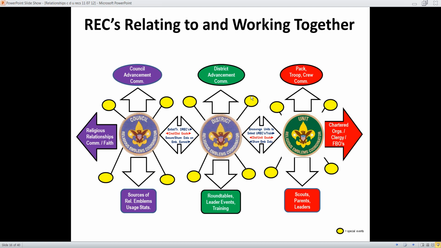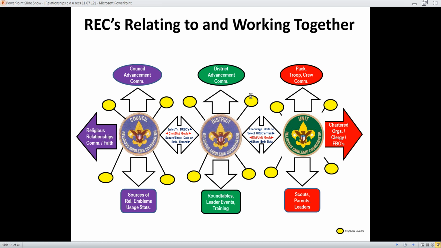Then obviously at the bottom arrow there, the scouts, the parents, and the leaders in formal and informal settings. And finally, to the right, the chartered organization itself, clergy, faith-based organizations. So this chart, I hope it's helpful, not confusing. As I said, you can access it on the web. But this kind of shows some of the interrelation that I want to talk about.